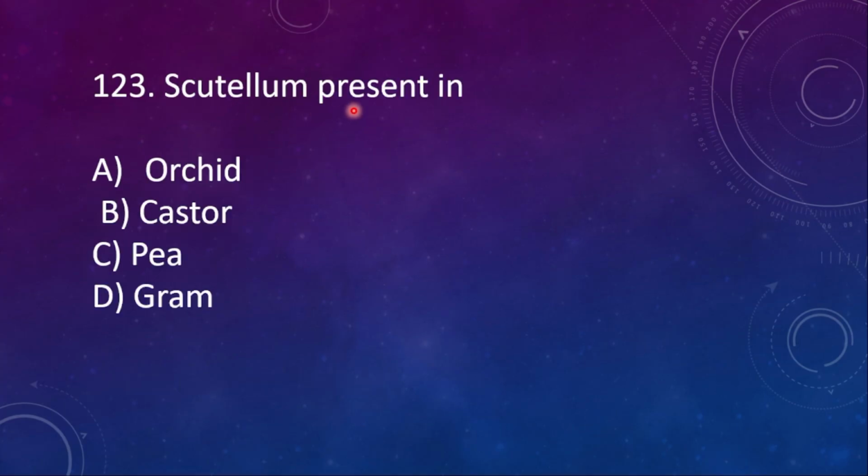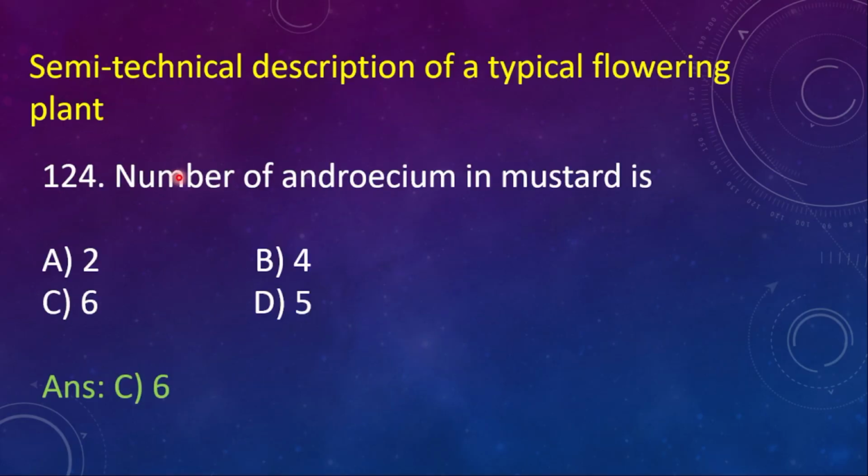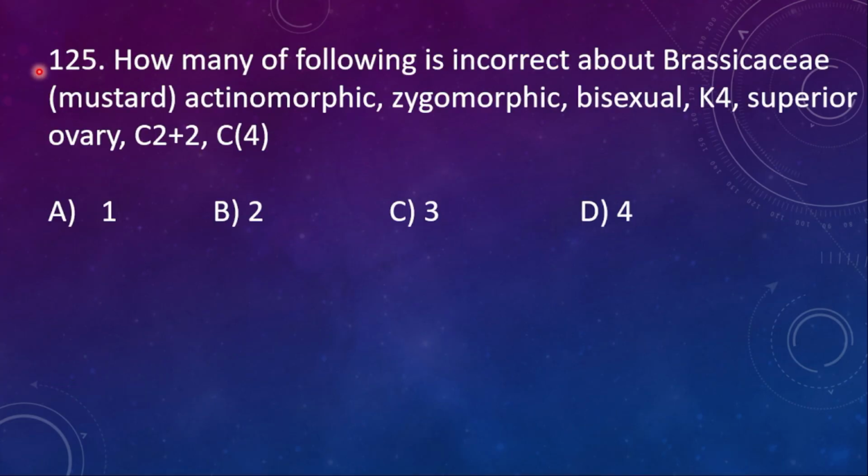123. Scutellum is present in: A. Orchid, B. Castor, C. Pea, D. Gram. It is present in orchid. Semi-technical description of a typical flowering plant. 124. The number of androecium in mustard is option C, 6.